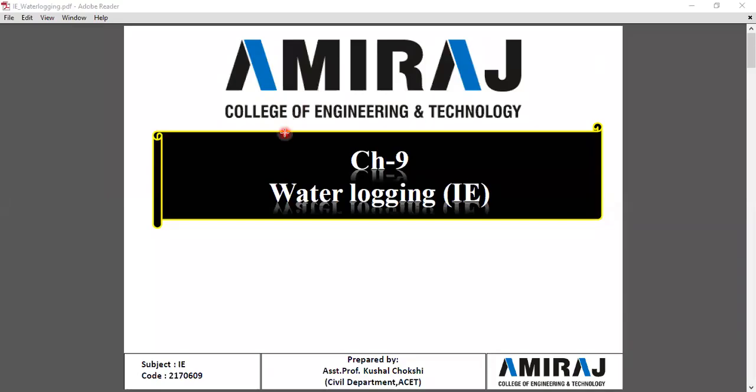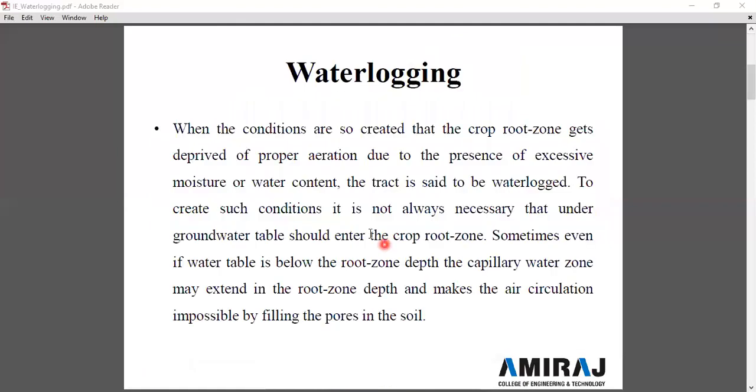Good morning, all. Today we are going to start a chapter in irrigation engineering named waterlogging. It is the smallest chapter of the irrigation course. In this chapter, we will discuss what waterlogging is, what causes it, and what effects it can have on irrigation.